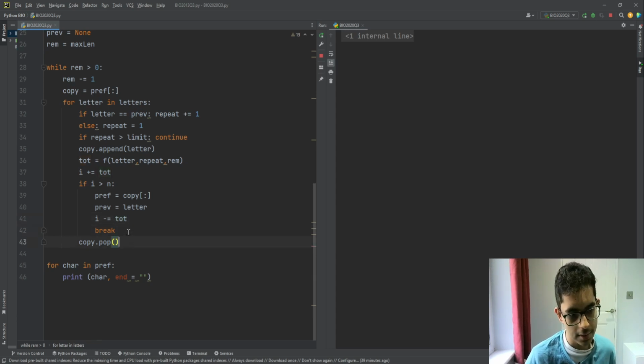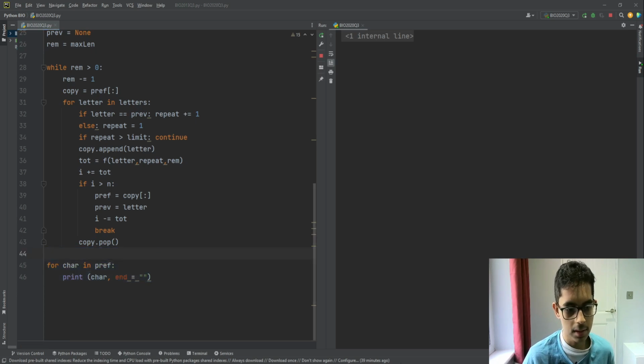And then finally, we pop that particular element from copy, and then we repeat the entire process, except now our prefix array is one length higher than it used to be. And now we basically just need to print the final output message at the end.